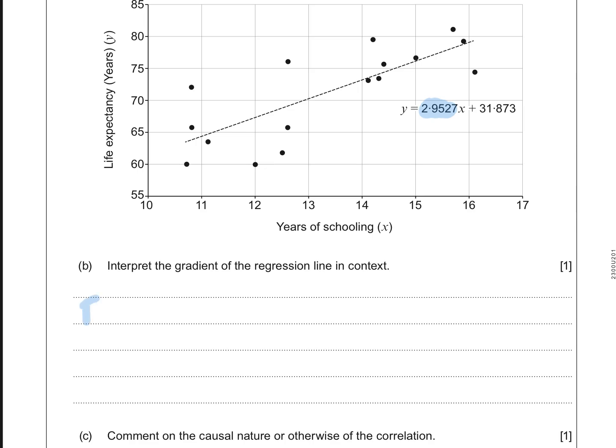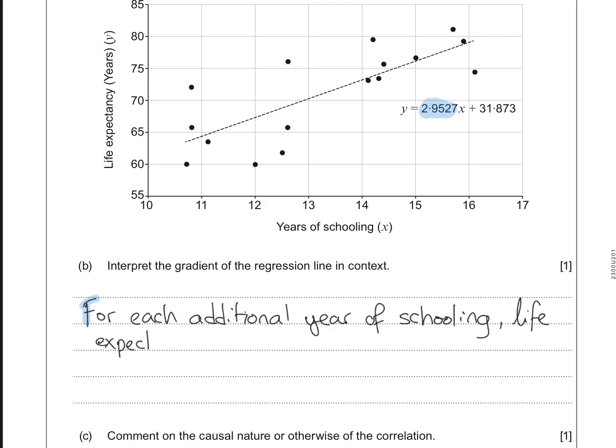Okay, let's try and write in the correct pen. For each additional year of schooling, life expectancy increases by approximately 2.95 years on average.